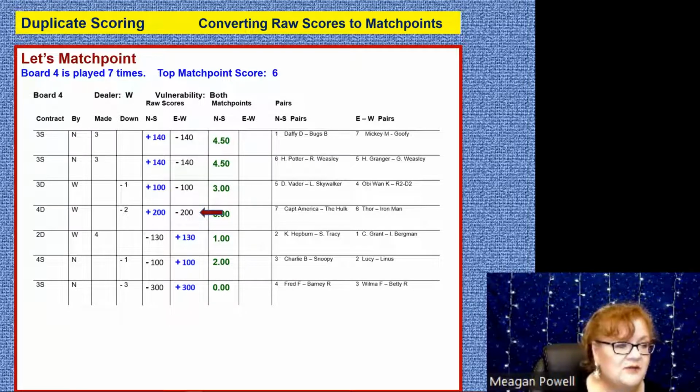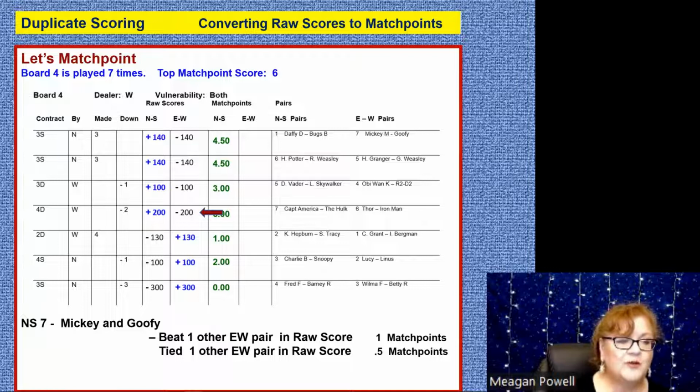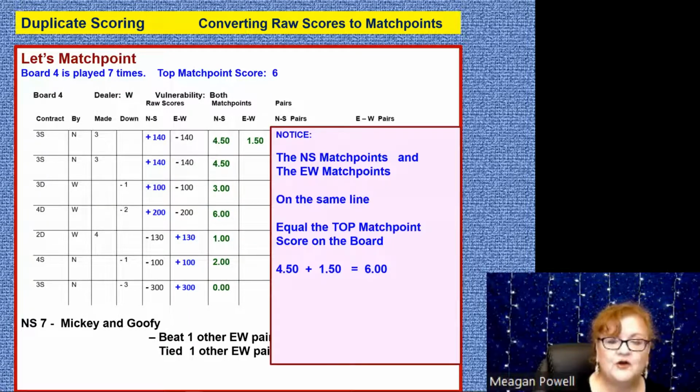All right. Did they beat any of the positive numbers? No. Your negative 140, Mickey and Goofy, up here on line one, do not beat any of the positive numbers. Negatives don't beat positives. So you beat one other pair here, Thor and Iron Man. And you tied Granger and Weasley up here. So you beat one pair, you tied one pair, you get a 1.5. Now, something I'd like you to notice. When we do the match pointing in the north-south column, and then we do it in the east-west column, on the same line, those two numbers in match points should add up to the top possible match point score on the board.